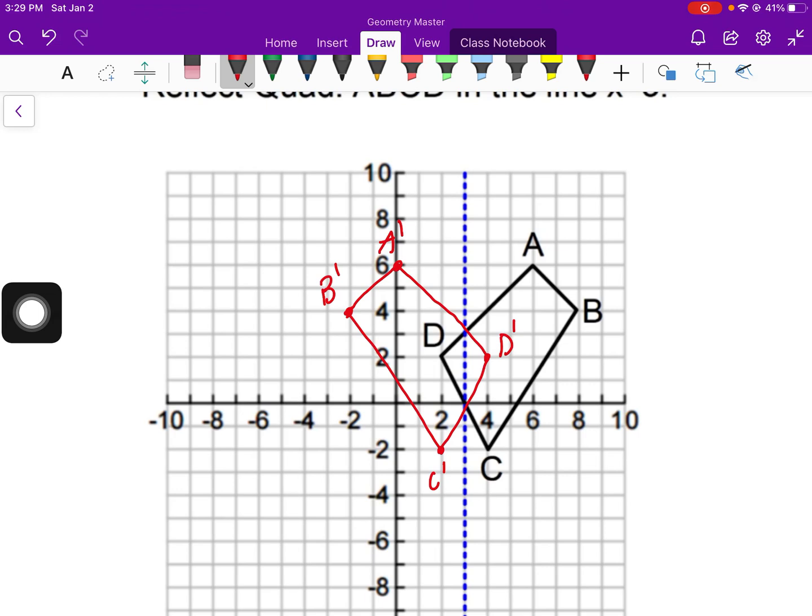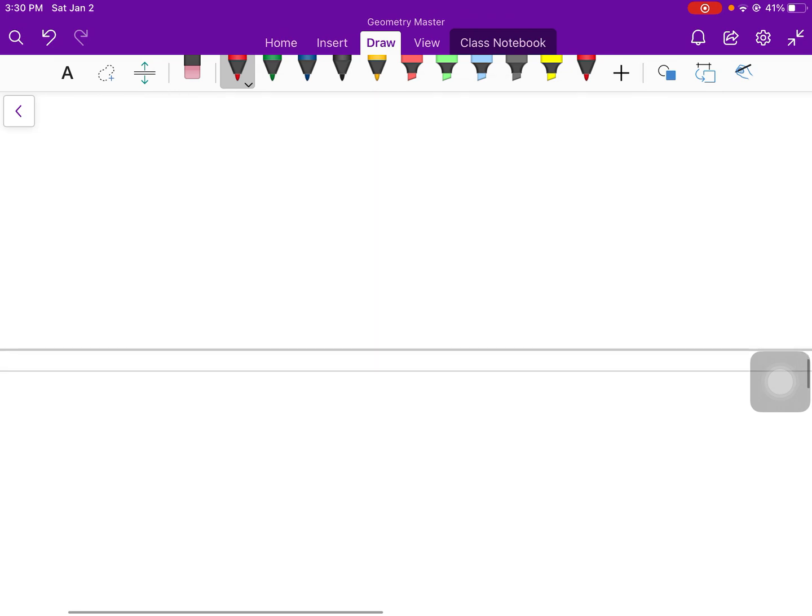All right. I try to use a different color every time I have a new transformation, just to make sure I'm seeing and connecting things appropriately. Since you guys get to use your iPads for like everything, that might be a good habit to get into as well.